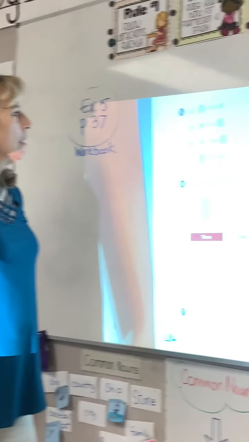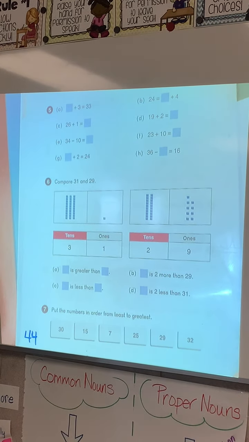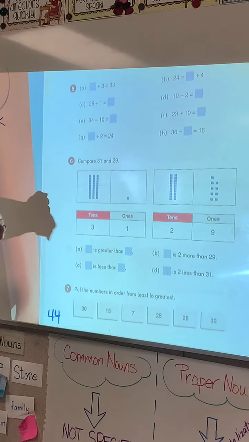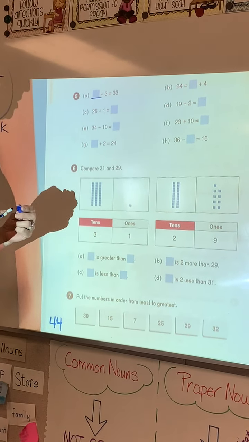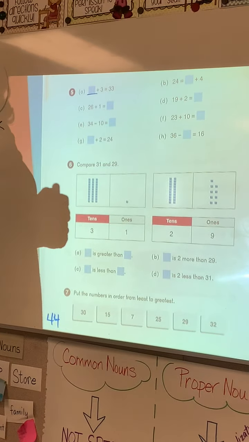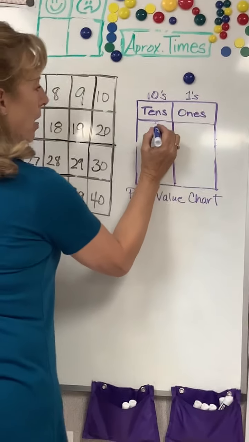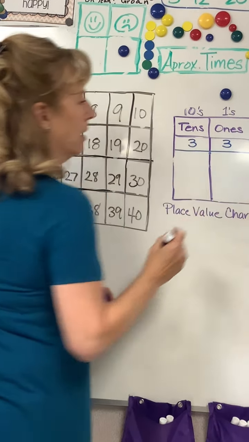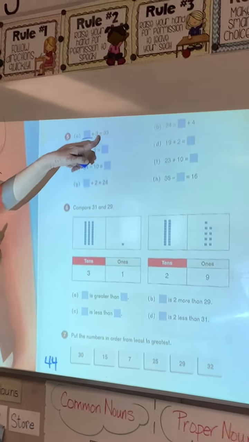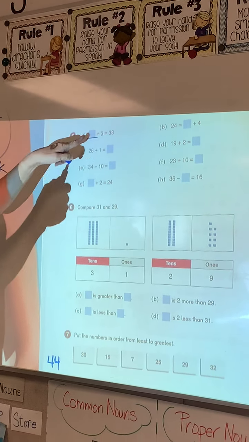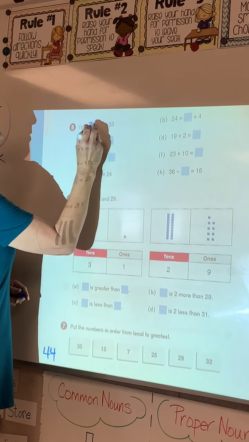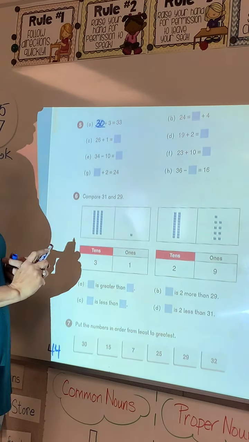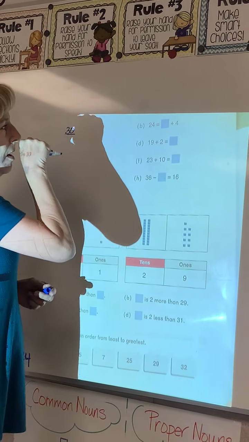Okay, let's get started. Number 5, we're going to figure out how to solve these equations. First one, what plus 3 equals 33? Here's our unknown. Let's put that in our place value chart. We have 3 tens and 3 ones. That equals 33. We have the ones, but we're missing the tens. 3 tens equals 30. 30 plus 3 is 33. 3 tens and 3 ones.